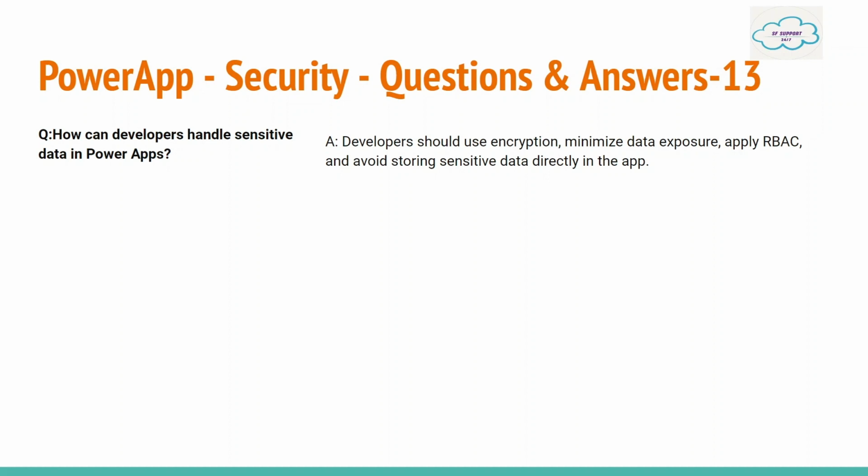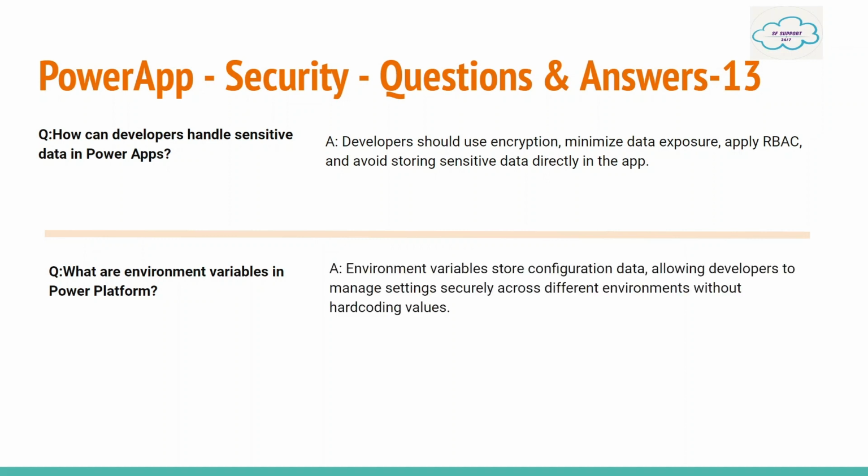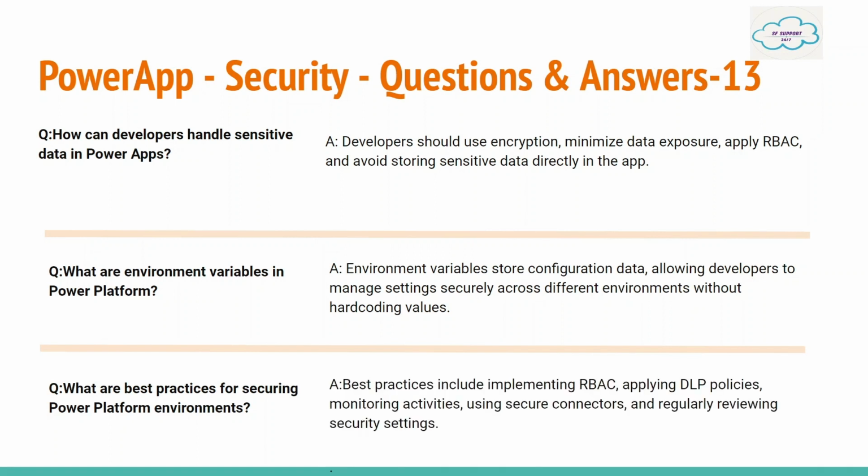Answer: Developers should use encryption, minimize data exposure, apply RBAC, and avoid storing sensitive data directly in the app. Next question: what are the environment variables in the Power Platform? Answer: Environment variables store configuration data, allowing developers to manage settings securely across different environments without hard coding the values. Next question: what are the best practices for securing Power Platform environments?